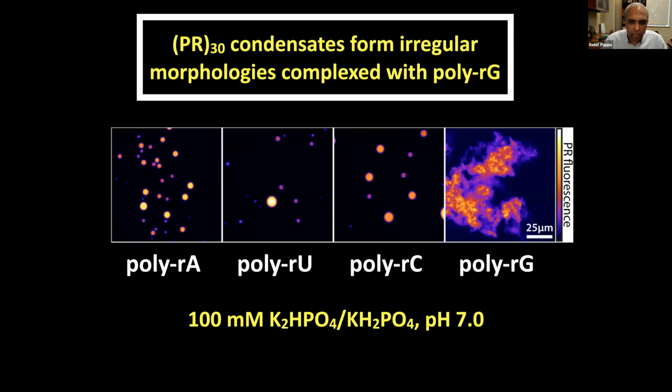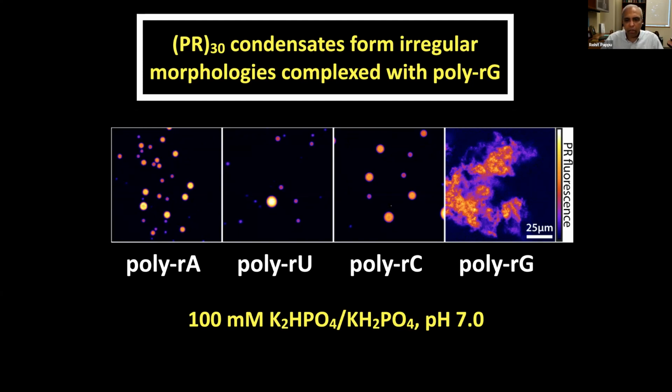These are experiments done at roughly 1-to-1 ratios of PR30 with different homopolymeric RNAs. And the observation that jumped out was that under these conditions, at joint concentrations of modules that are in the low micromolar range, one starts to see these fairly well-defined spherical puncta.